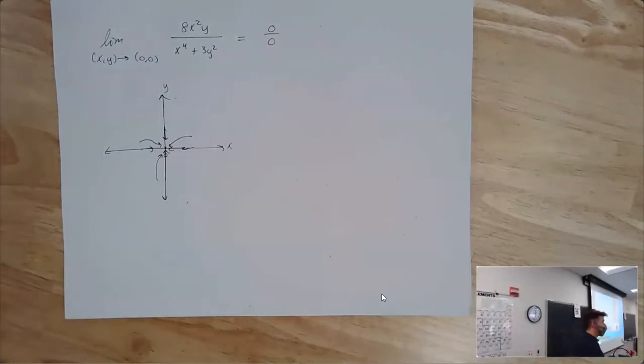Definitely. More generally, you can use any path that goes through the point you're approaching, which is why most of the examples we do with limits are going through the point 0, 0, because there are lots of paths that go through the point 0, 0.